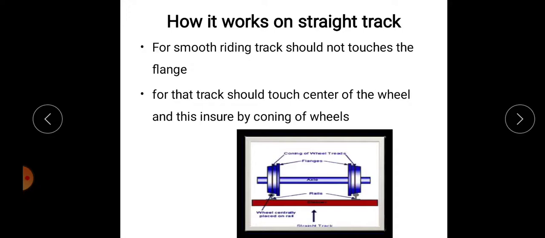For smooth riding, the track should touch the center of the wheel, and this is ensured by coning of wheels. So in the case of a straight track, by providing coning of wheels, the track can touch the center of the wheel. It cannot touch the flange. So the coning helps for a straight track. That is, for a smooth ride, the track should not touch the flange, and this is possible by providing the cone shape.